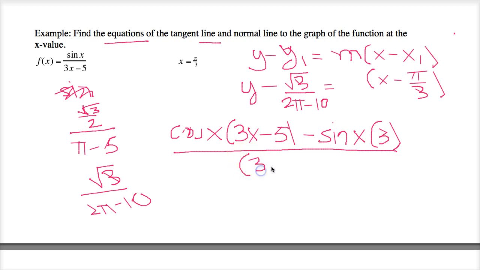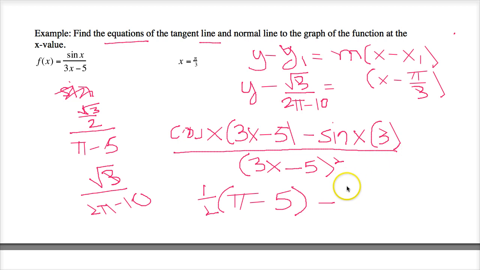The last piece is I'm trying to find the slope at pi over 3. I need to plug pi over 3 into this whole equation, and I'm supposed to get a number, because that's what I'm going to plug into this equation. If I plug pi over 3 into here, cosine of pi over 3 is 1/2. So I get 1/2. If I plug pi over 3 into 3x minus 5, I'm going to get pi minus 5. If I plug pi over 3 into sine, I'm going to get, again, radical 3 over 2. So here I'm going to get 3 radical 3 over 2.